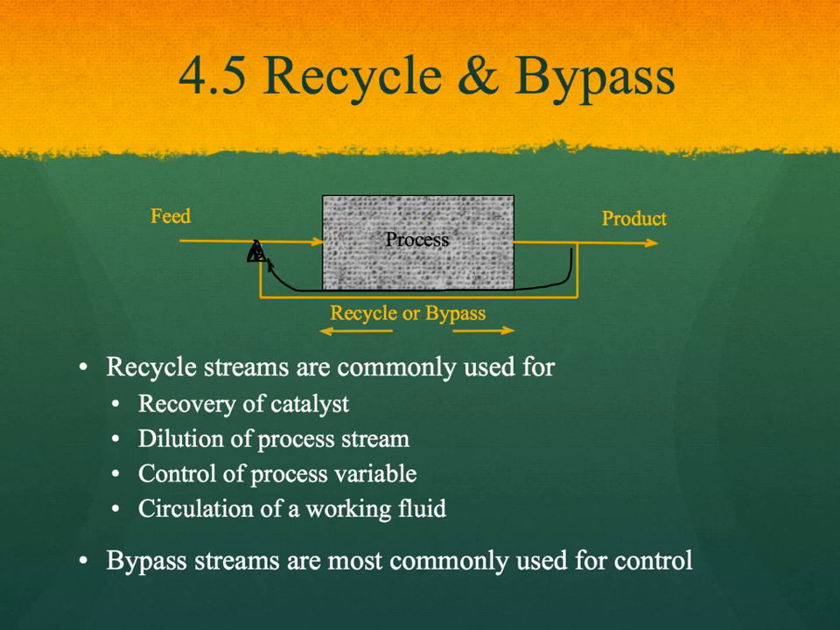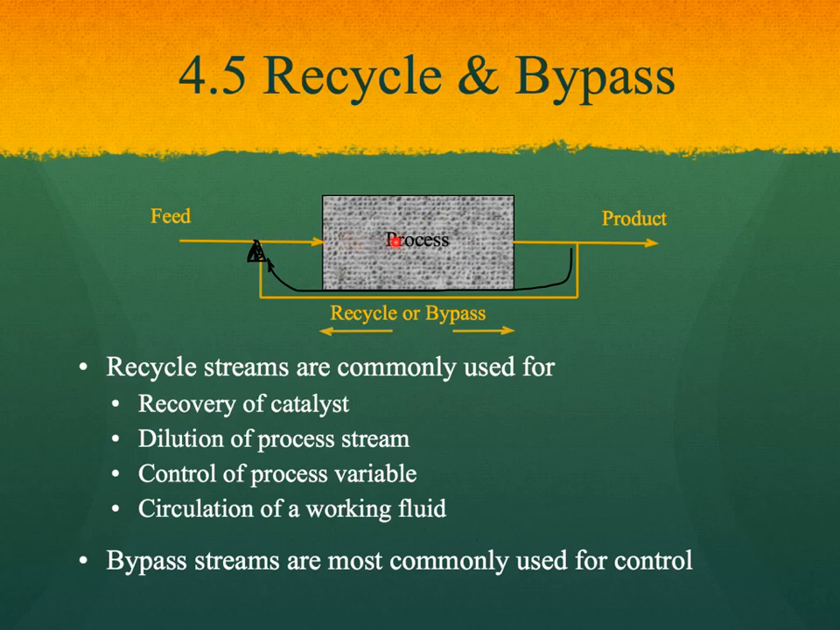Now, recycle streams are most commonly used when I'm talking about catalyst recovery. Remember, a catalyst is used in a reaction but not consumed. And so maybe I don't want to waste that catalyst, so I'm going to return it back into the reactor. Or maybe I want to make sure that the process stream is adequately dilute to get the right kind of reaction rate I'm looking for, and so I might send a recycle back that way. I'll also do these for control. And then just to keep things moving, maybe I'm circulating a fluid through here just to keep things well agitated, well mixed.